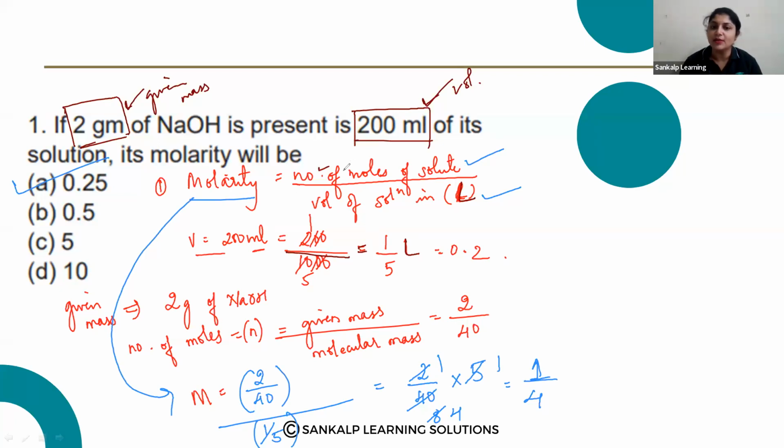Next step is to find the number of moles of solute. How do you calculate it? It is the given mass divided by the molecular mass. So this is the formula. The given mass is 2 grams, and the molecular mass is 40. Now substitute in the formula: molarity is equal to number of moles of solute divided by the volume of solution in liters. That is 2 by 40 divided by 1 by 5. Just cross multiply and you get 1 by 4, that is equal to 0.25. So this is the molarity. So our answer is A.